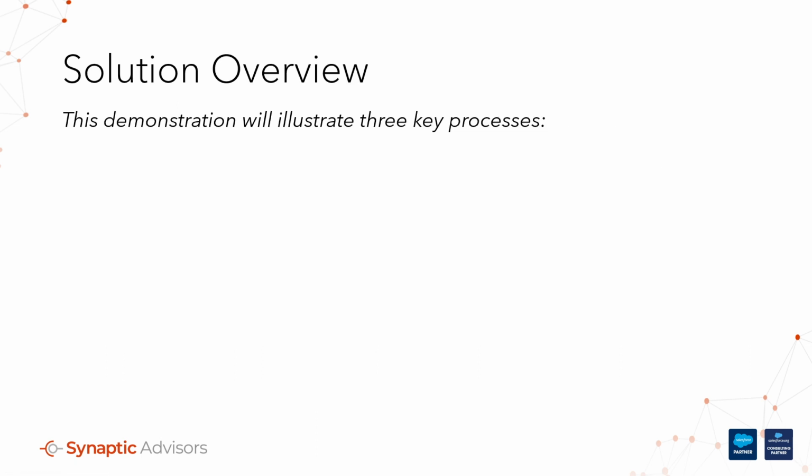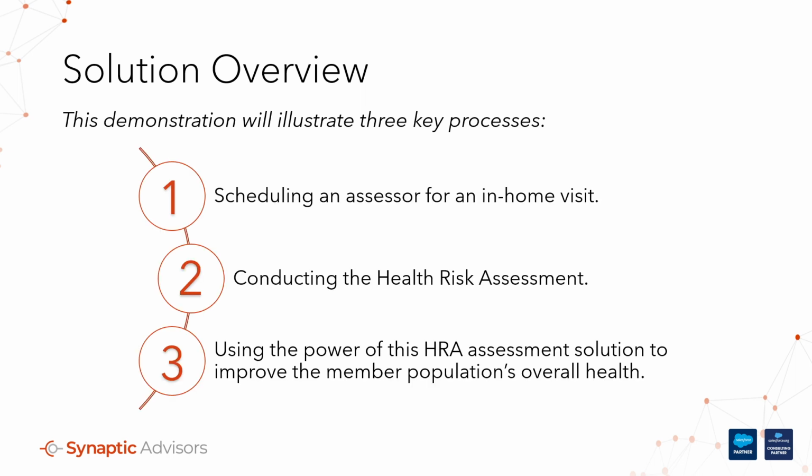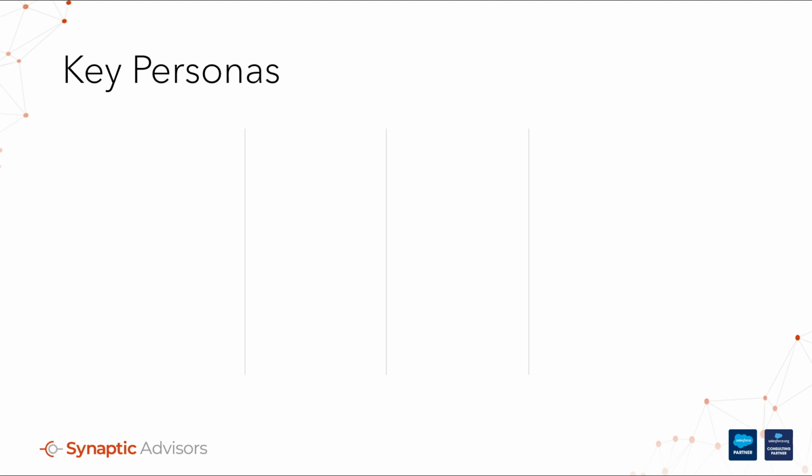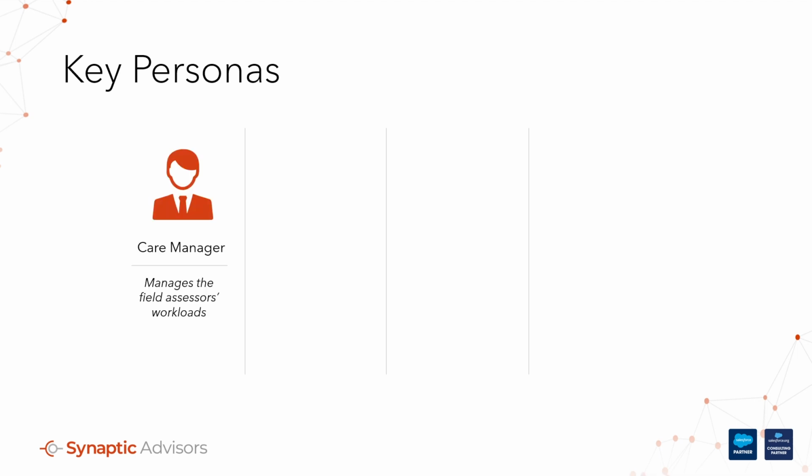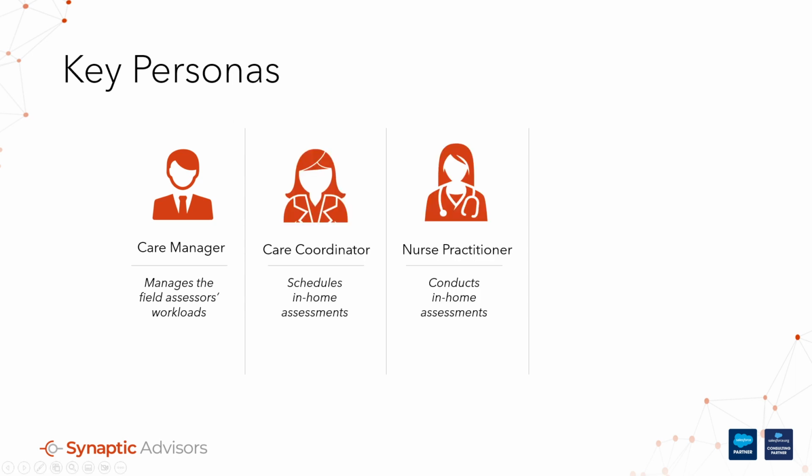The solution you are about to see will demonstrate three key processes: scheduling an assessor, a nurse practitioner in our demonstration, for an in-home visit, conducting the assessment, and utilizing the information captured by the HRA to illustrate the power of the solution to improve the health of the member population. We are going to focus on four key personas in our demonstration: a care manager who manages the workload of the field assessors, a care coordinator who schedules the in-home assessments, a nurse practitioner who will be conducting the in-home visit, and of course, the member receiving the annual wellness visit.